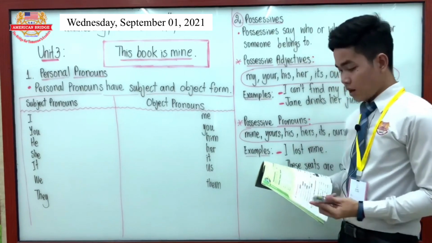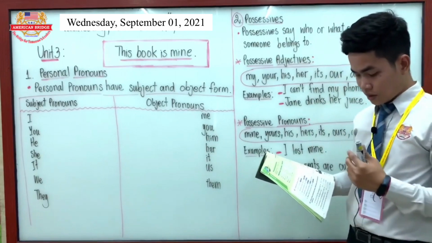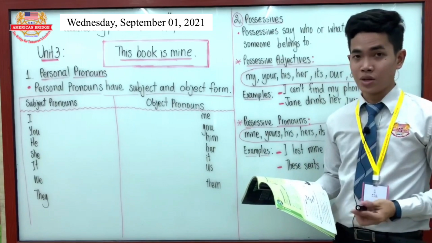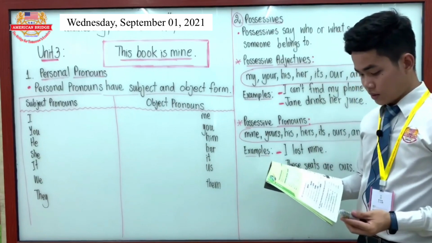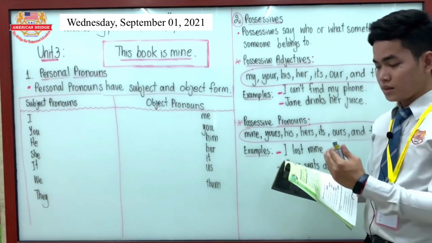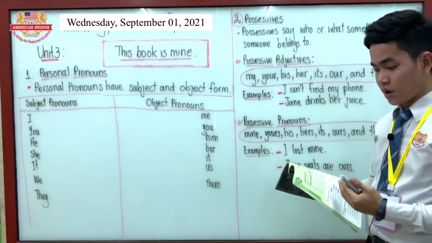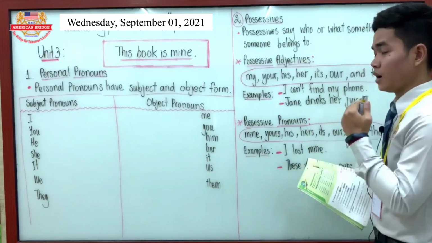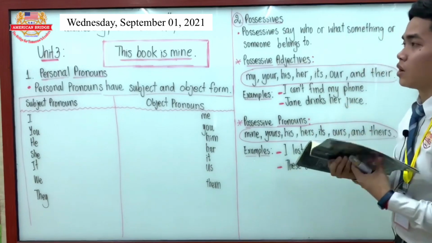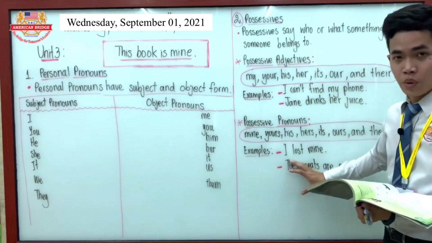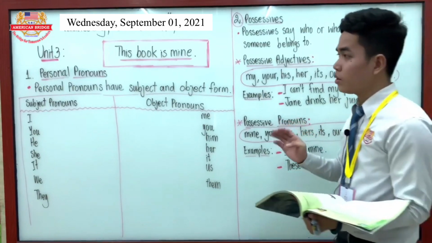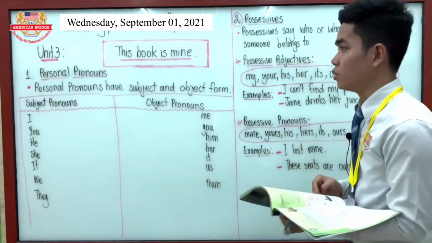Today I am going to be teaching you about page 18, so you can turn your book to page 18 together. On page 18, what you can see is about personal pronouns and possessives. In this section, I am going to teach only page 18. So let's not waste any time, let's go to our first point all together.